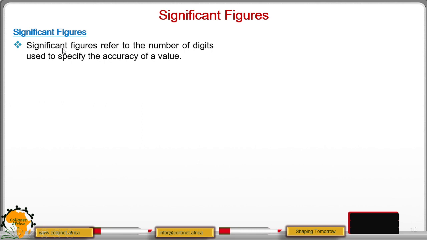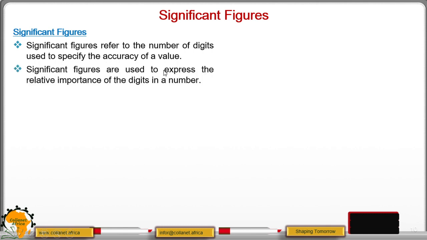The word significant can also refer to importance. Now, significant refers to the digits, or it is used to refer to the number of digits used to specify the accuracy of a value. And the term significant is used to express the relative importance of the digits in a number. That's why I'm saying that the word significant can also be used to refer to importance: which digits are more important and which digits are less important.